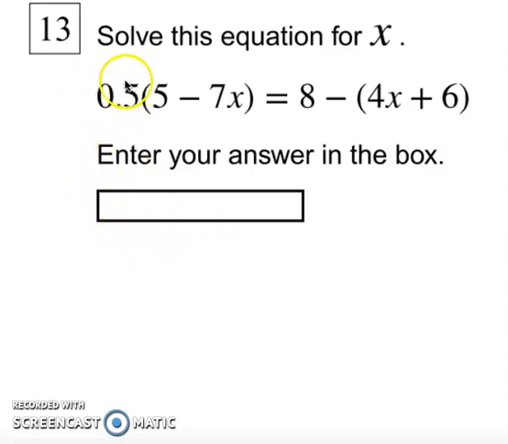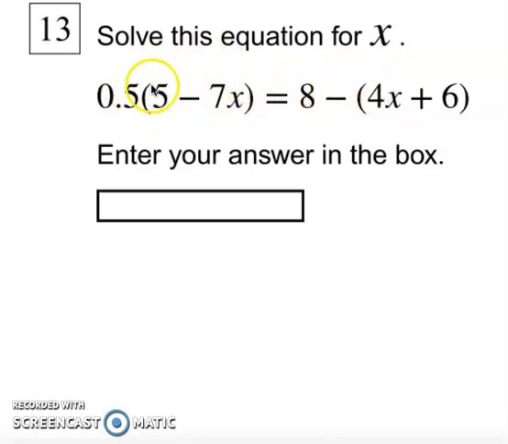Alright, so first what we're going to do here, we're just looking at this equation. The first thing we recognize here is that we have what's called a rational number. It's just a decimal number here. But we're going to do all the same stuff that we usually do. We're going to solve this equation.